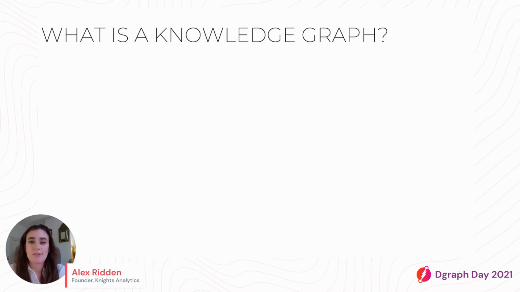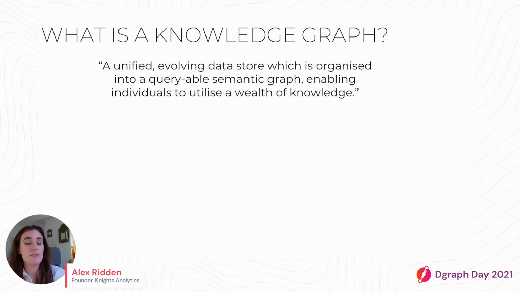So what is a knowledge graph? The truth is that the definition of this seems to be quite varied and vague depending on who you speak with. And so for the sake of this presentation, I'll use my own definition. And that is that a knowledge graph is a unified evolving data store, which is organized into a queryable semantic graph. And it enables technical and non-technical individuals to utilize a wealth of knowledge.